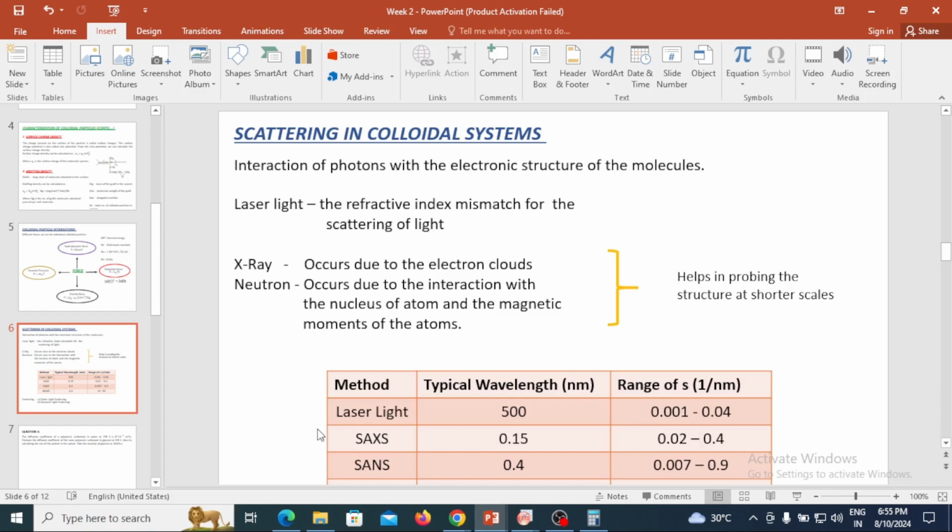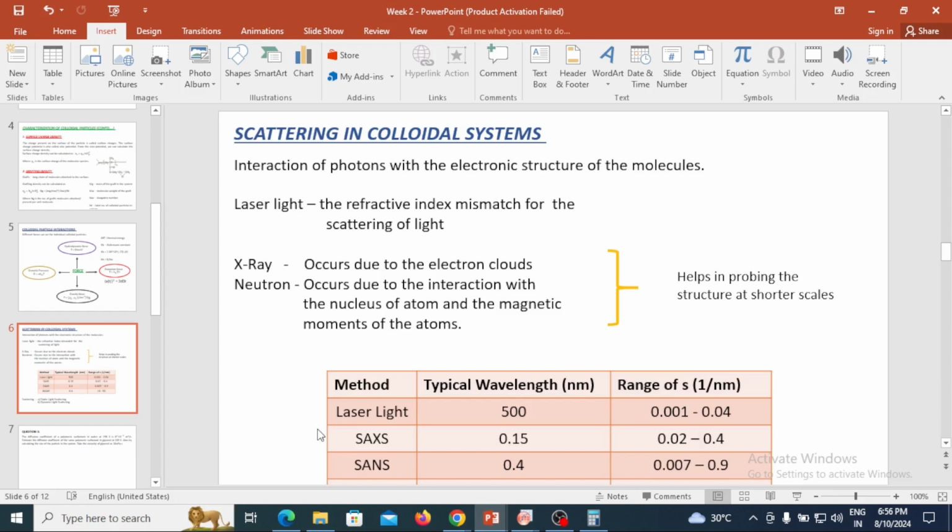In case of X-rays, there should be an interaction with the electron cloud of the colloidal particle. The X-rays should interact with the electron clouds, and in case of neutron scattering, the neutron rays should interact with it. Neutron scattering occurs due to the interaction with the nucleus of an atom and the magnetic moments of the atom.